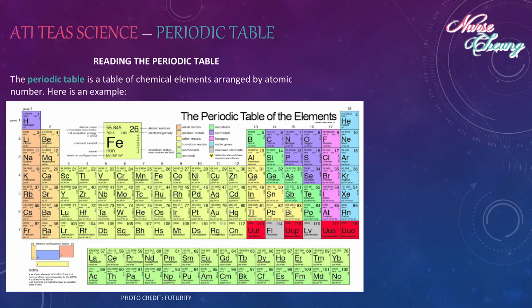The periodic table is a table of chemical elements arranged by atomic number. Listed to my left is a copy of the periodic table. I want to invite you to pause the screen so that you can look at the table, study it, and get to know it a little bit better so that way you can pass your ATI TEAS like a boss.